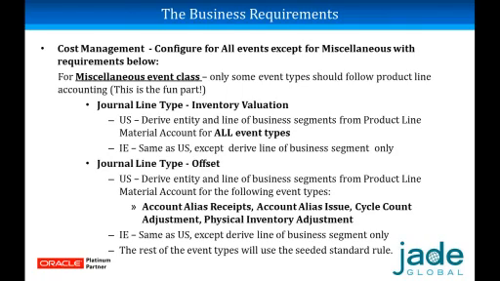For IE, the same as US except derive line of business segment only, which is part of the general requirement. For journal line type offset, derive entity and line of business using product line accounting only for specific event types. These are account alias receipts, account alias issues, cycle count adjustments, and physical inventory adjustments. That makes the configuration complicated because there are specific event types that are not the same as the general requirement.